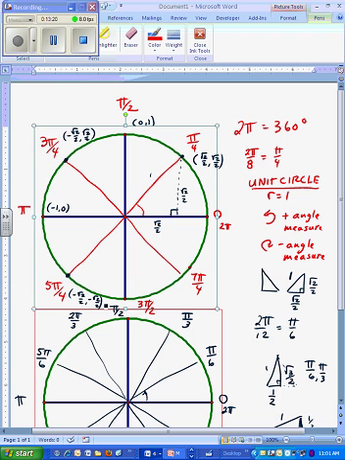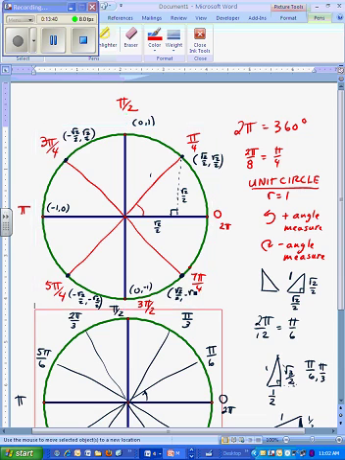You should be familiar with this stuff. Maybe not so much the radian measure, but all these coordinates of these points. This one would be 0, negative 1. That's another quadrantal angle. And then this one, I'm in the fourth quadrant, so this one would be positive, negative.